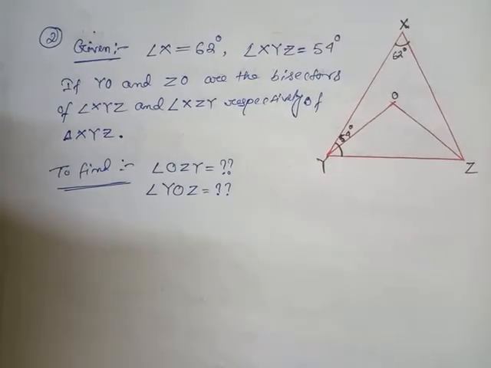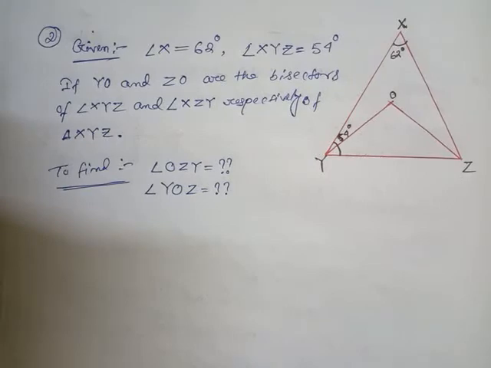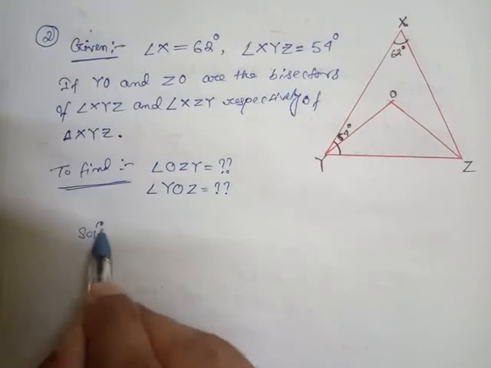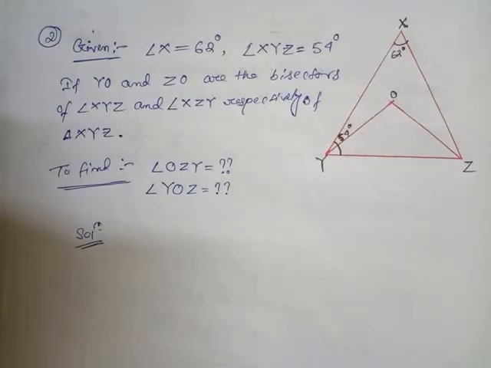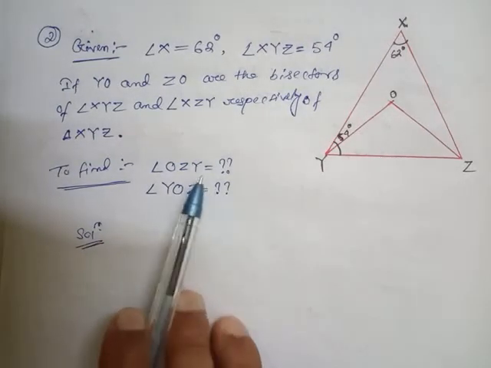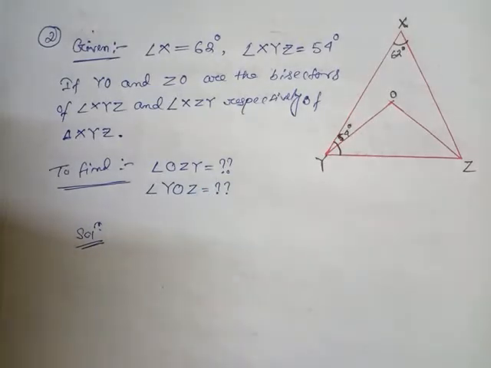Student, the given and to-find portion I have written from the book. So now we're going to start the solution, writing here the solution. Now look, since we have to find the angle, that's why we write solution here. If it is to prove, then we'll write proof.